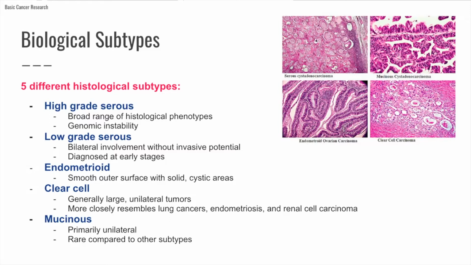They are broad and unstable. Low-grade serous, on the other hand, are usually diagnosed at early stages and do not have invasive potential. Endometrial composes of the smooth outer layers. Clear cell are generally large, and mutations closely resemble those seen in lung cancers. Mucinous, the last one, is the rarest form and primarily unilateral.